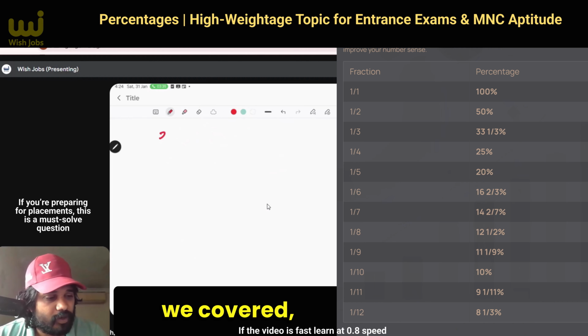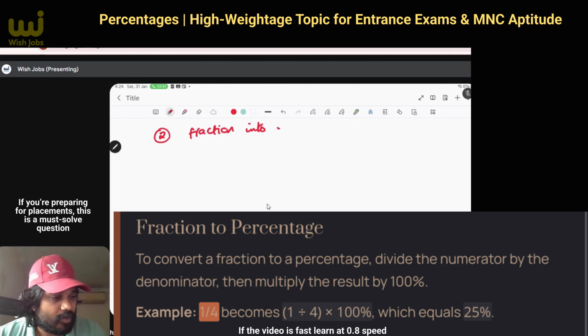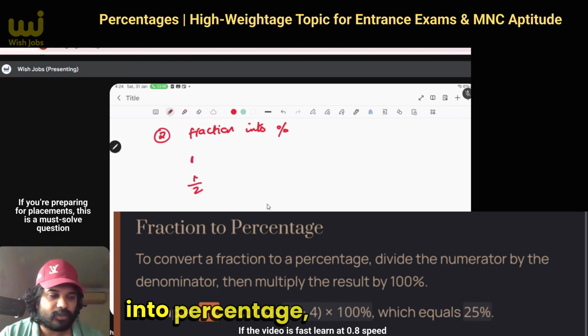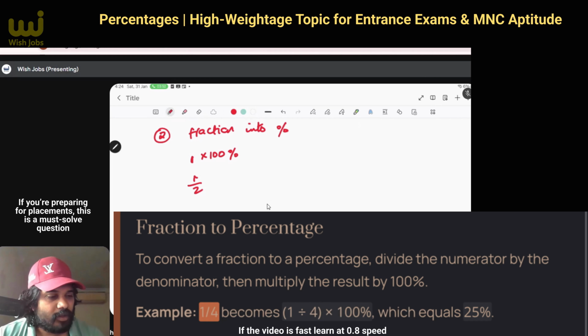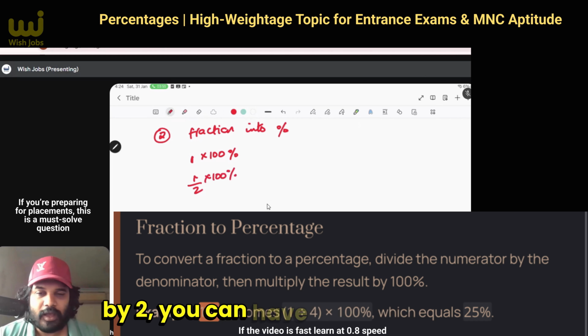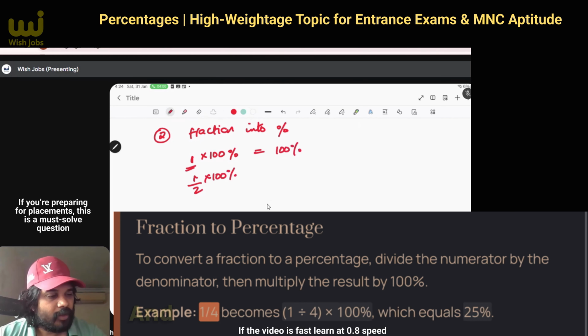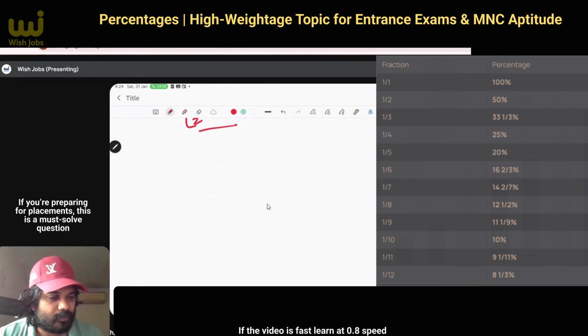The second concept we covered is fraction into percentage. So suppose you got any fraction as 1 or 1 by 2. If you want to get this into a percentage, you just need to multiply by 100 and add the percentage symbol there. What is the fraction 1 in percentage? It is 100%. And in a similar way, 1 by 2 into 100 would be 50 percent, and so forth. Okay, so we covered this as well.